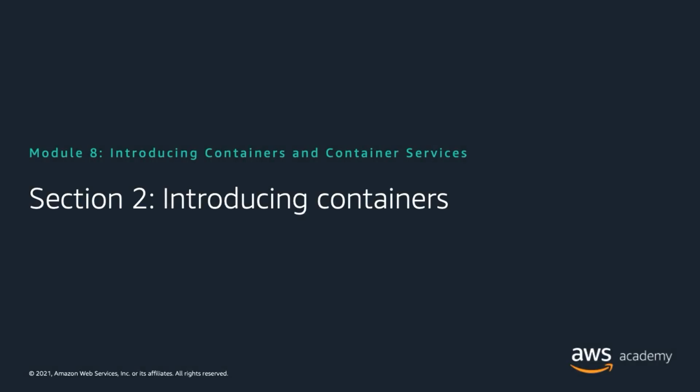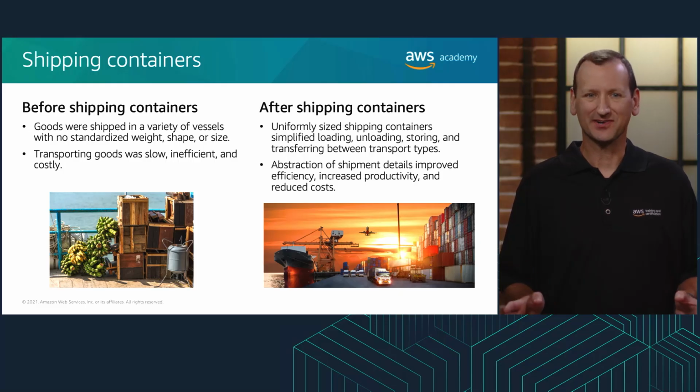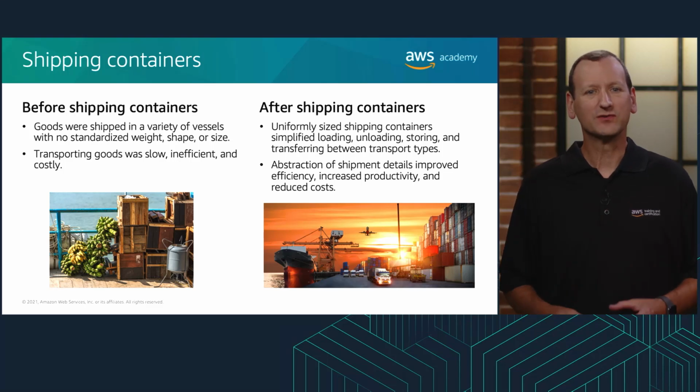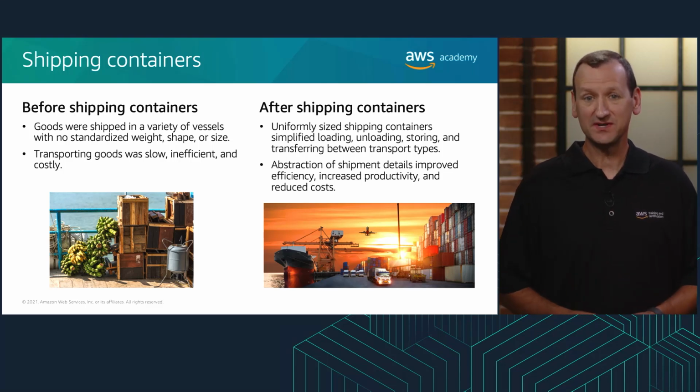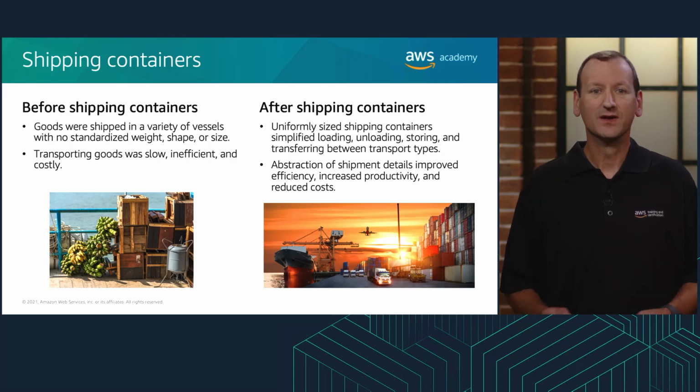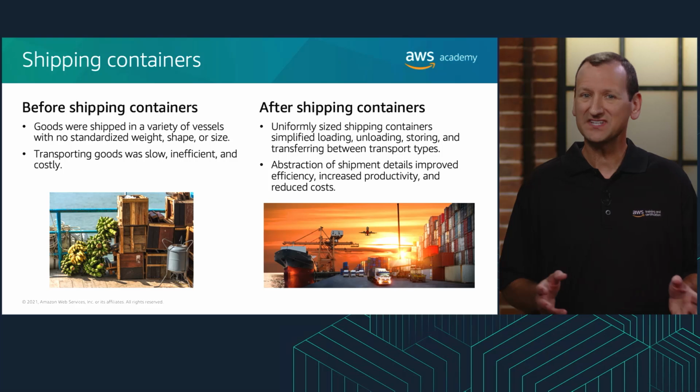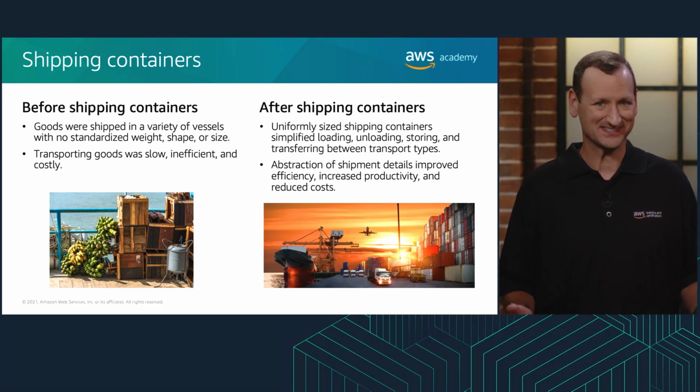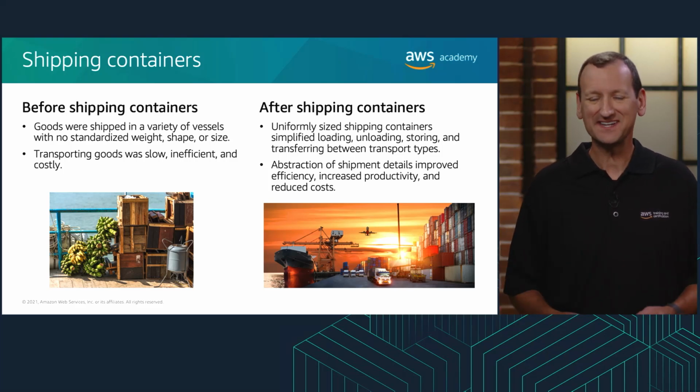Section 2. Introducing containers. In the physical world, a container is a standardized unit of storage. Container sounds like a generic term, but its importance is more clear if you look at how containers changed the shipping industry. Before the introduction of the modern shipping container in 1956, transporting goods from one point to another was a challenge. Goods were shipped in sacks, crates, cartons, drums, casks, barrels, and boxes of various weights, shapes, and sizes.